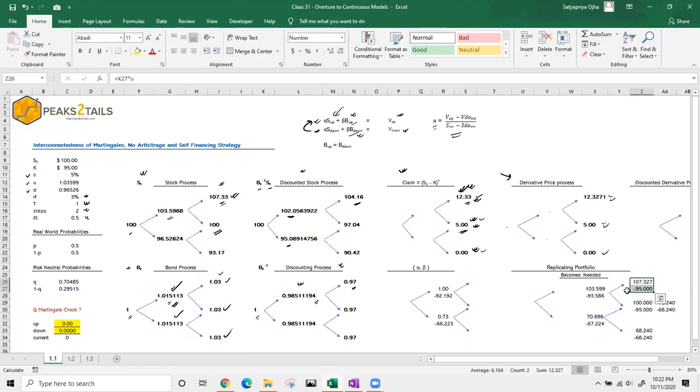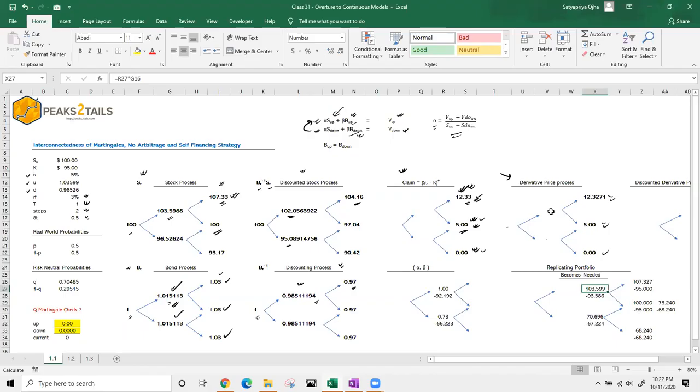Now, since this matches the payoff of the derivative, there is no difference between the portfolio and the derivative. They have the same payoff structure. If two securities have the exact same payoff structure, then their price today should be the same. Otherwise, there will be arbitrage, right? Two securities have the exact same price tomorrow, so today the price has to be the same, otherwise there will be arbitrage.